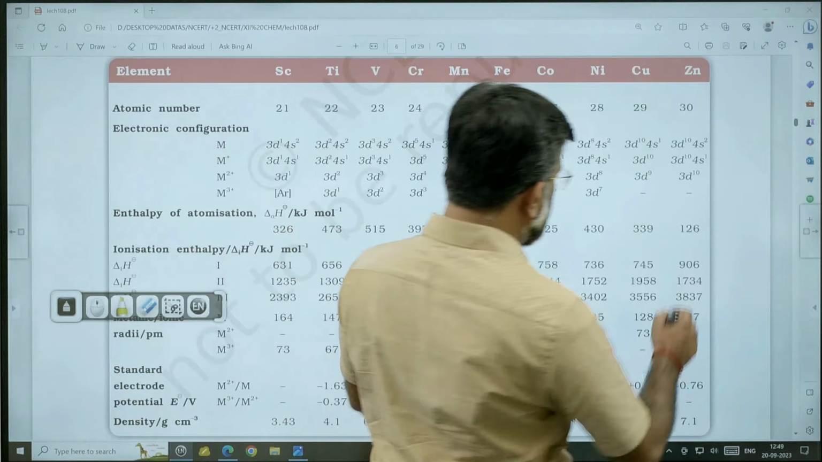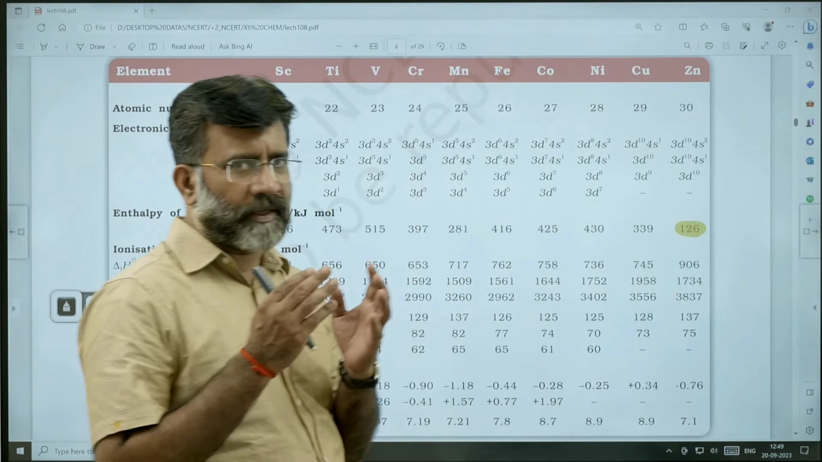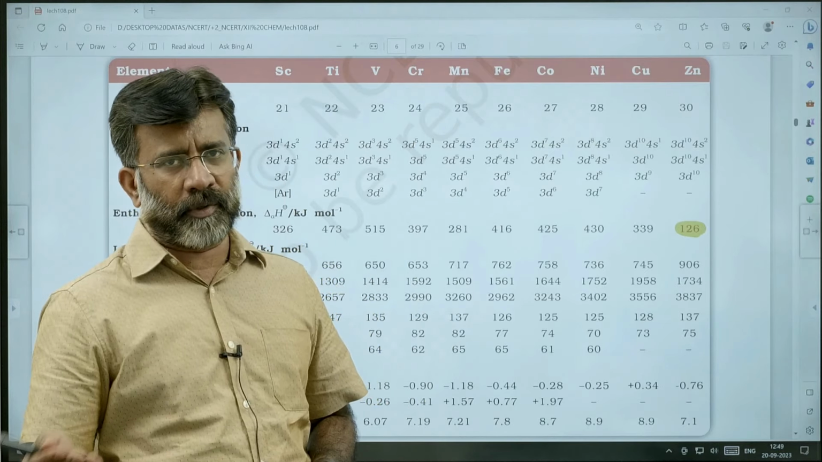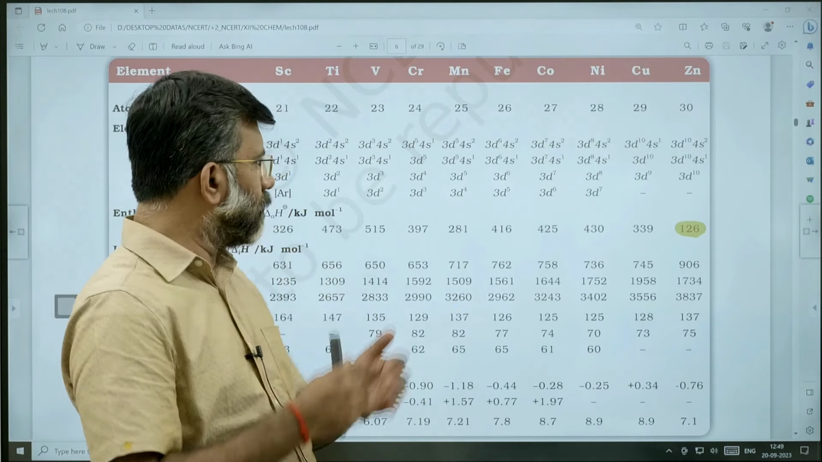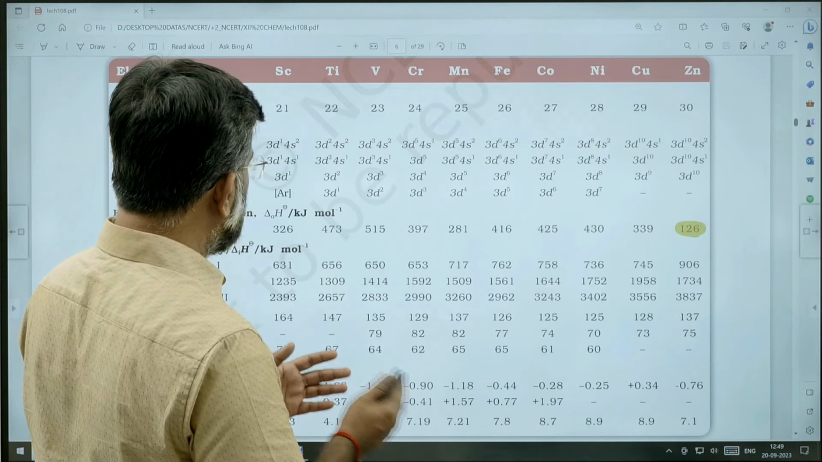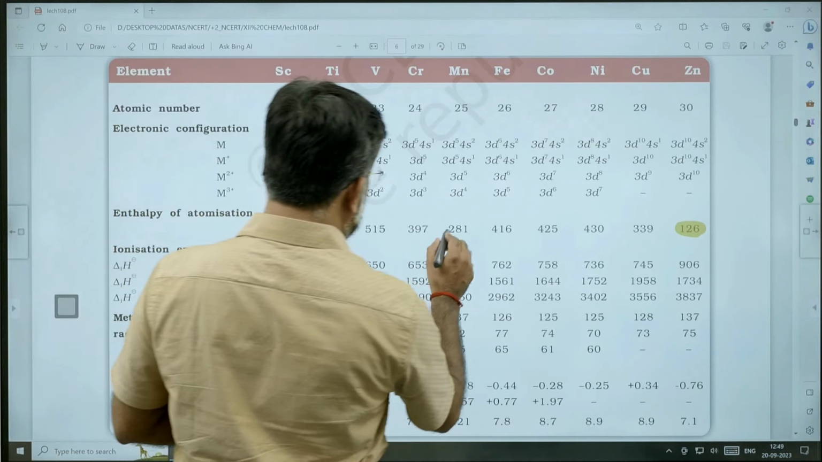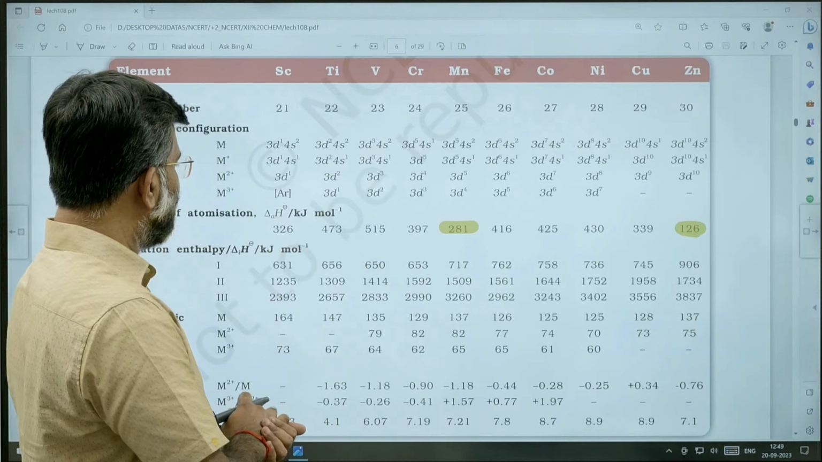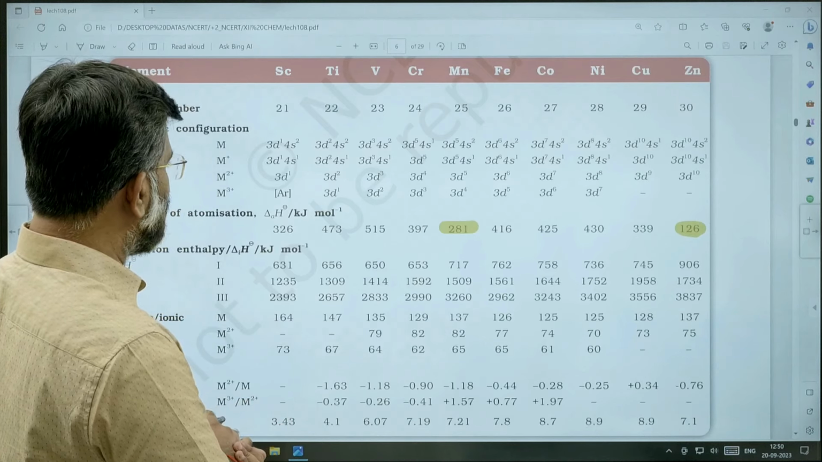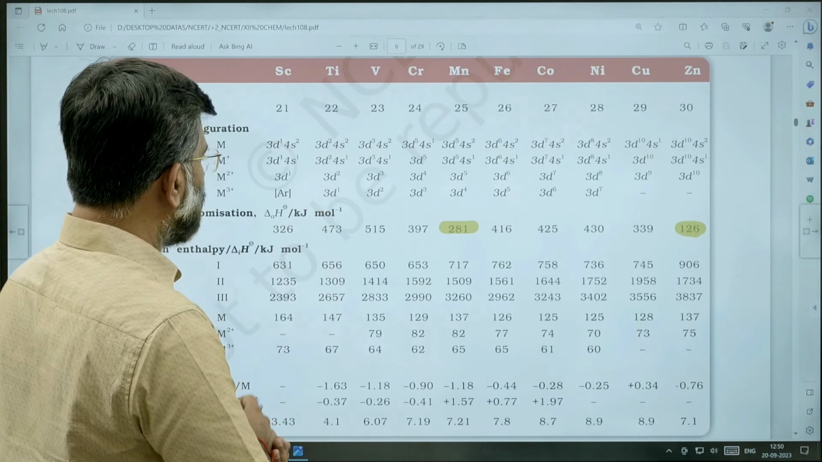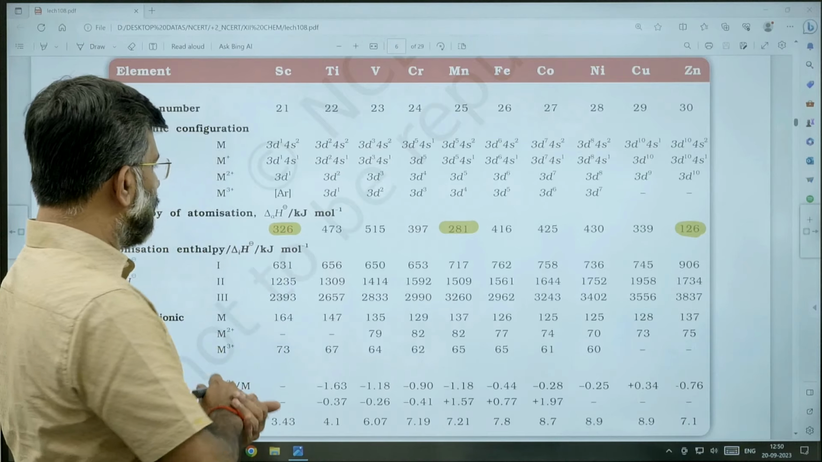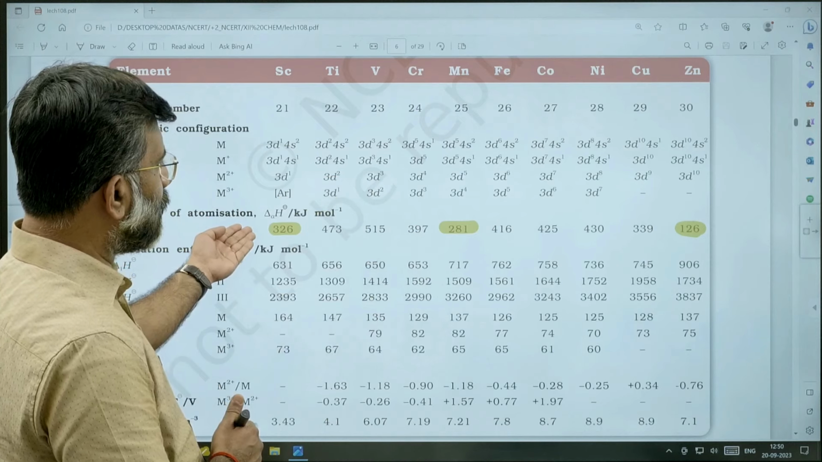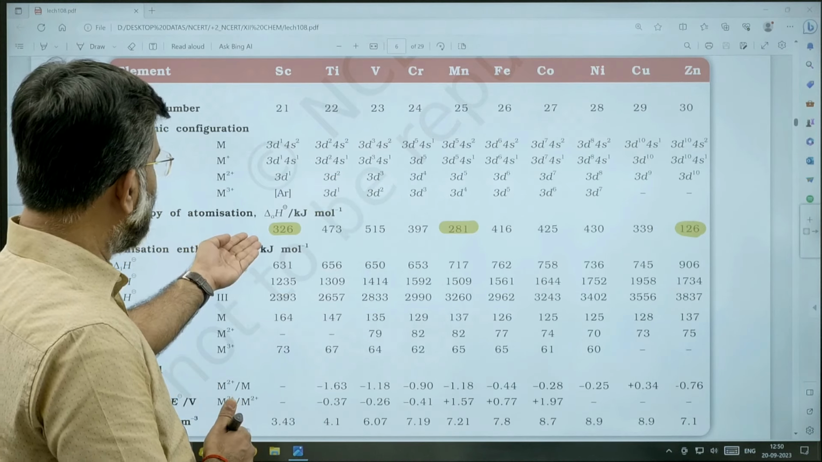Which is minimum? I think zinc is minimum. Zinc is the most volatile metal. I told you, zinc, cadmium, and mercury are volatile metals. Zinc is minimum. Which comes next after zinc? You see another volatile metal, manganese. And then after manganese, which one comes? I think it is scandium, the lightest metal. So zinc, manganese, scandium. I think I am making the correct order.